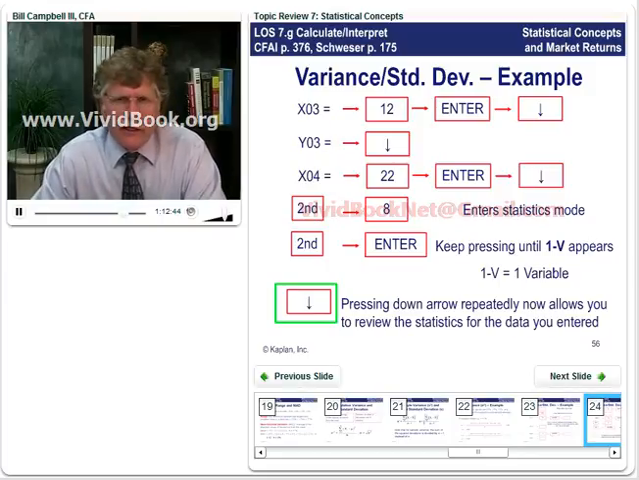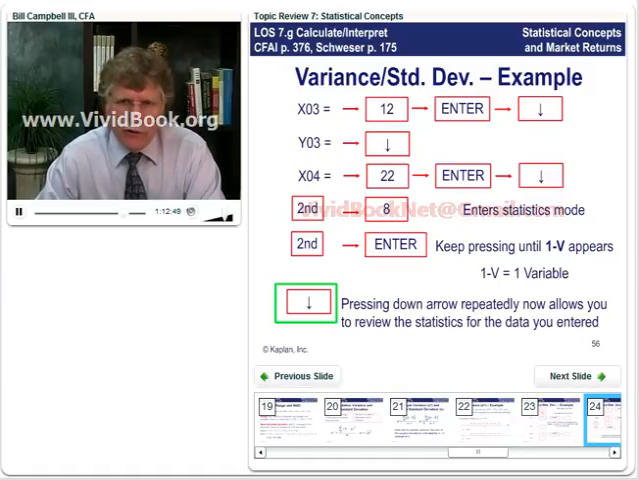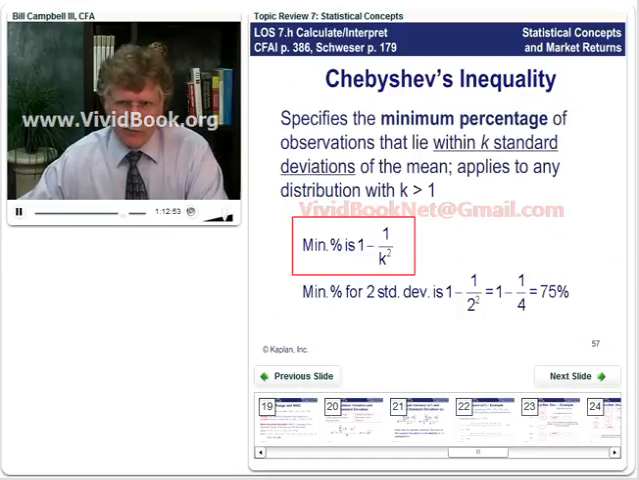So very easy. You put in all the data. Your calculator does most of the work for you. You just need to scroll through and find whichever one they need on the exam, that's the one you can find.